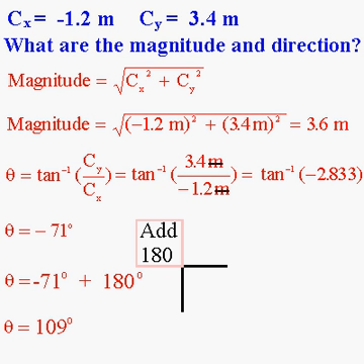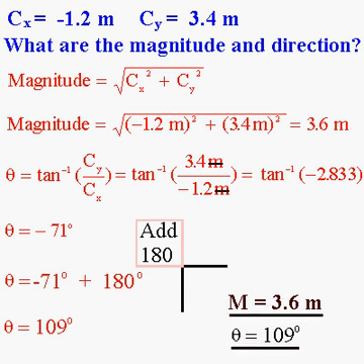So, in the end, the magnitude of this vector is 3.6 meters. That's the length of the vector. And the angle is 109 degrees. That's the direction of the vector. You're going to be doing this kind of vector analysis for virtually the rest of the course, so you have to get very used to it. So we're going to go ahead and go through the next part of the example just to make sure you understand how to go from components to magnitude and direction.